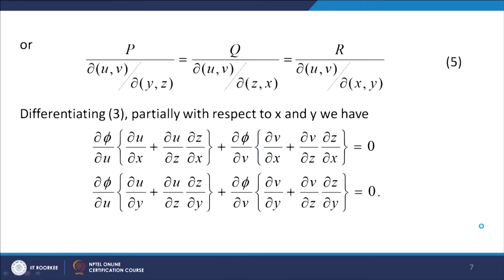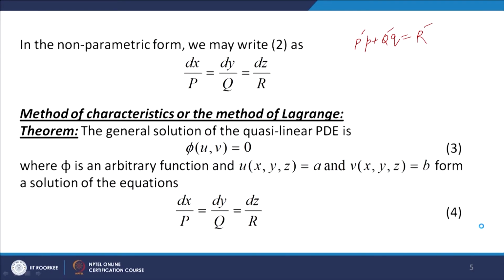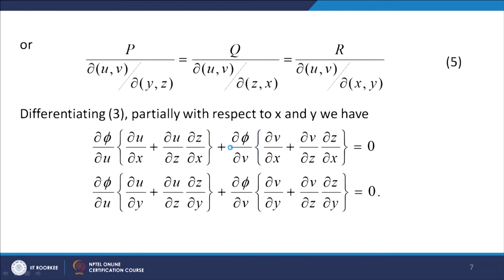So, we get this. Now, let us differentiate 3. 3 is this phi(u, v) equal to 0. So, let us see what happens when we differentiate phi(u, v) equal to 0, where u is equal to u(x, y, z), and v is equal to v(x, y, z).